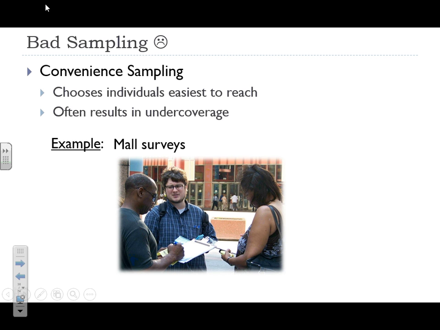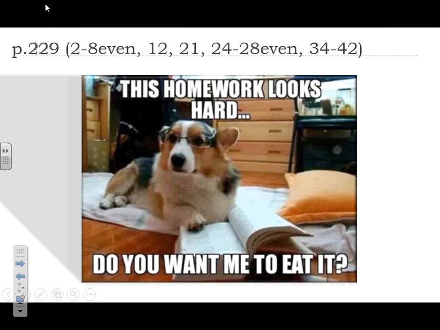In order for it to be a good sampling method, it has to employ some form of randomization. So the ones that we're looking at, SRS, stratified, cluster, systematic, those are ones that you'd want to use. Okay with that? All right.